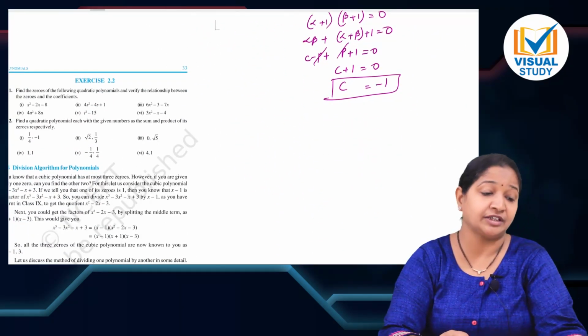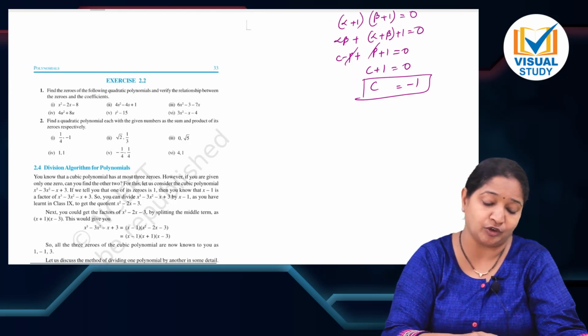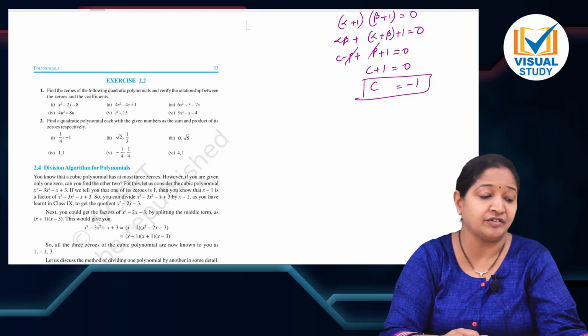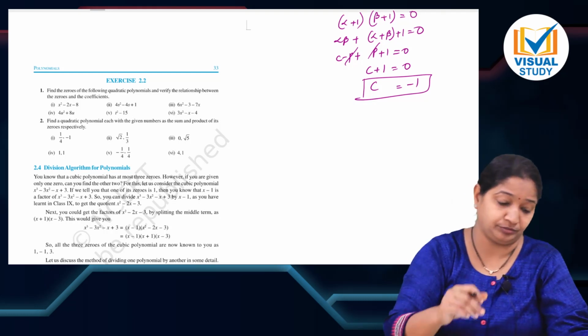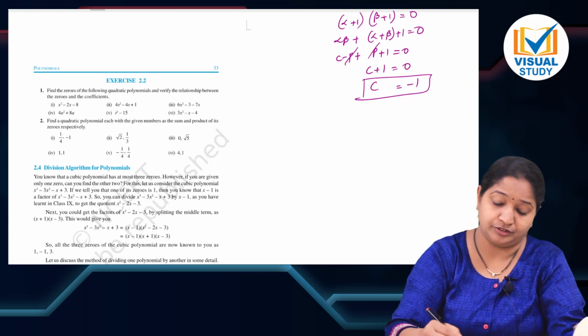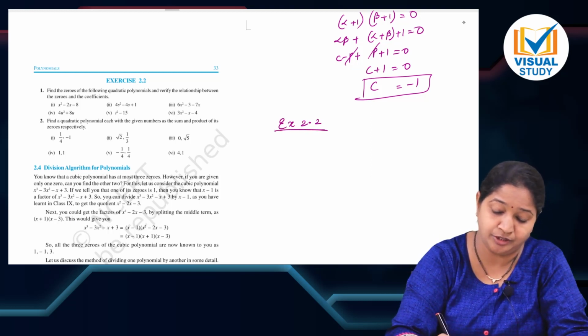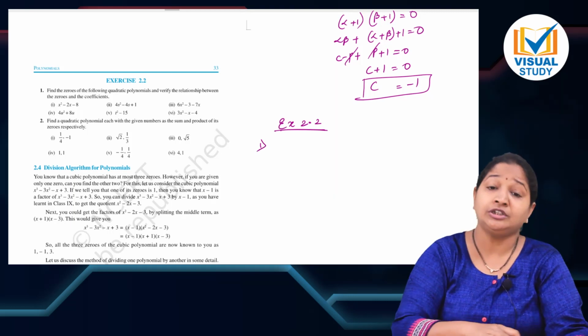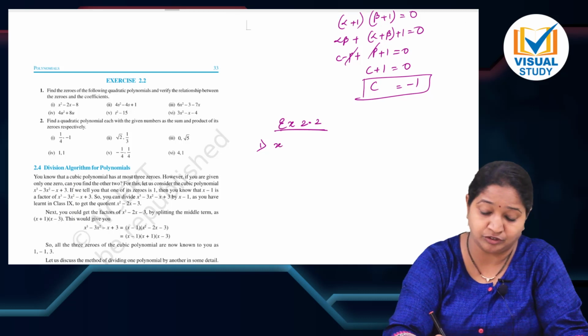Now we start with our exercise, that is 2.2. Find the zeros of the following quadratic polynomials and then verify the relation. First of all, exercise 2.2, first one. Now here all the sums are same as the first one.